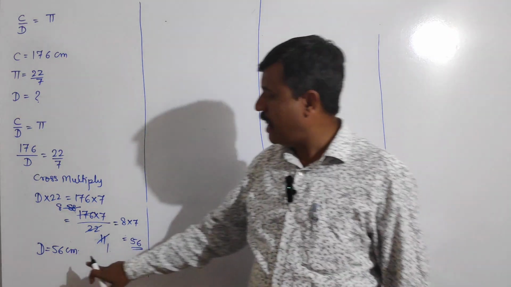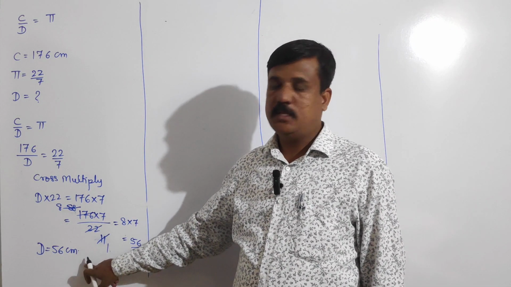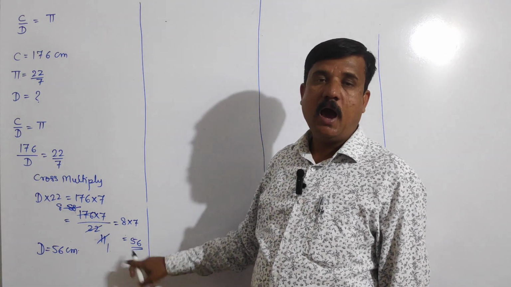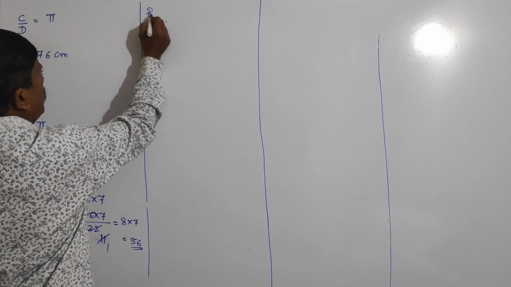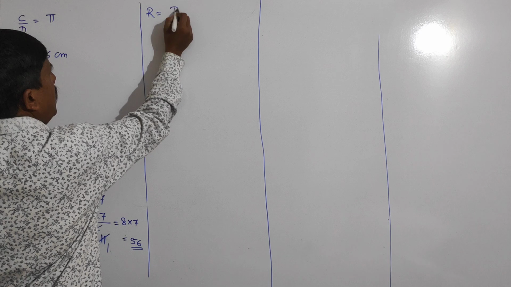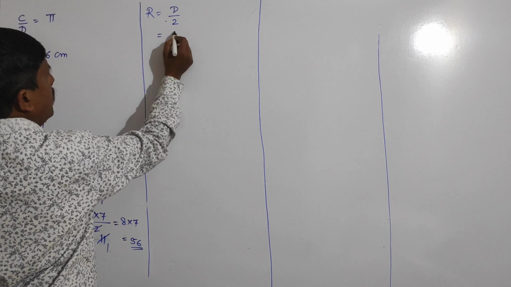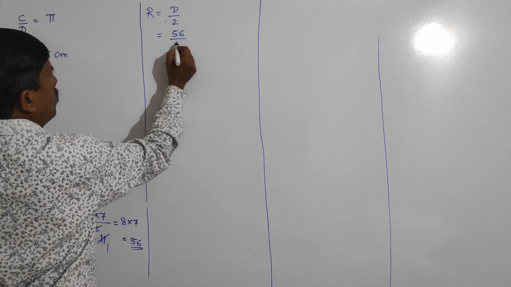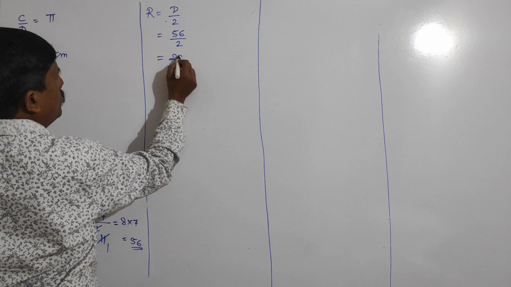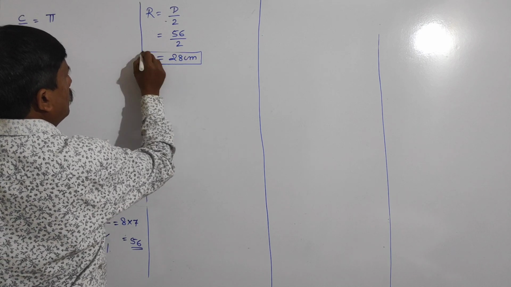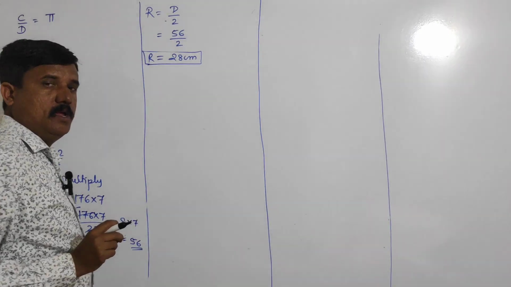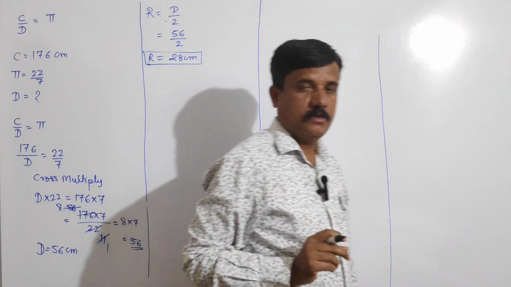If I say what is the radius in there, what is the radius? The radius will be half of diameter. Therefore, radius is equal to diameter upon 2. What is diameter? 56 upon 2 is equal to 28 centimeter. Okay. So radius will be 28 centimeter.